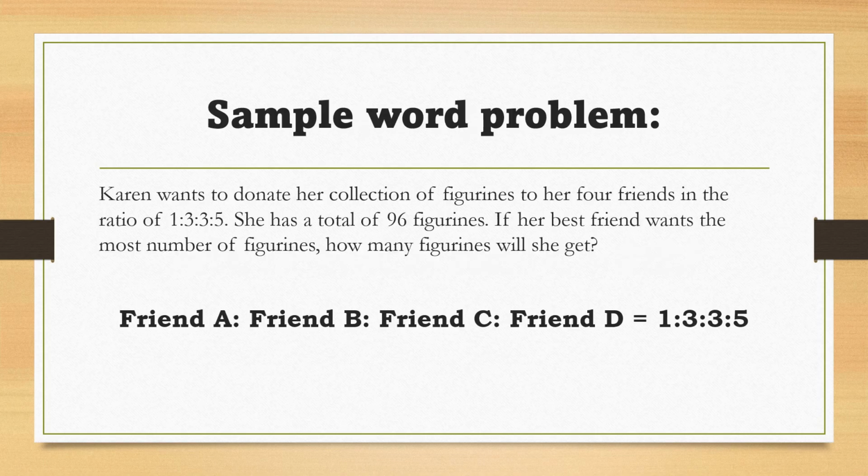Sample problem that we have here is Karen wants to donate her collection of figurines to her 4 friends in the ratio of 1 is to 3 is to 3 is to 5. She has a total of 96 figurines. If her best friend wants the most number of figurines, how many figurines will she get? This will lead to us by this ratio. Friend A is to friend B is to friend C is to friend D is equal to 1 is to 3 is to 3 is to 5.